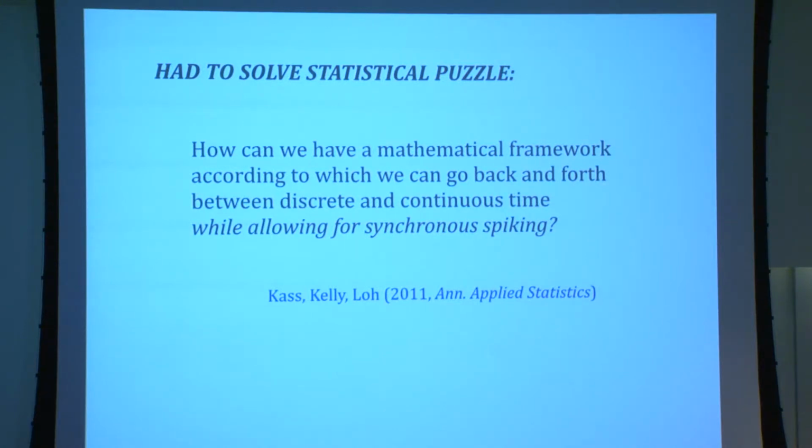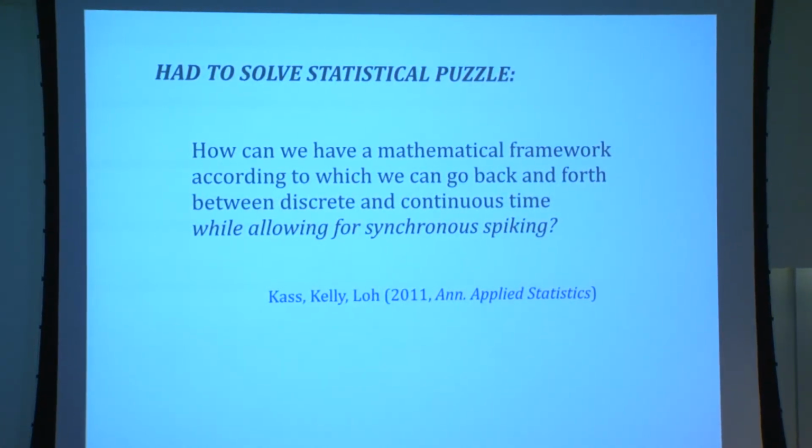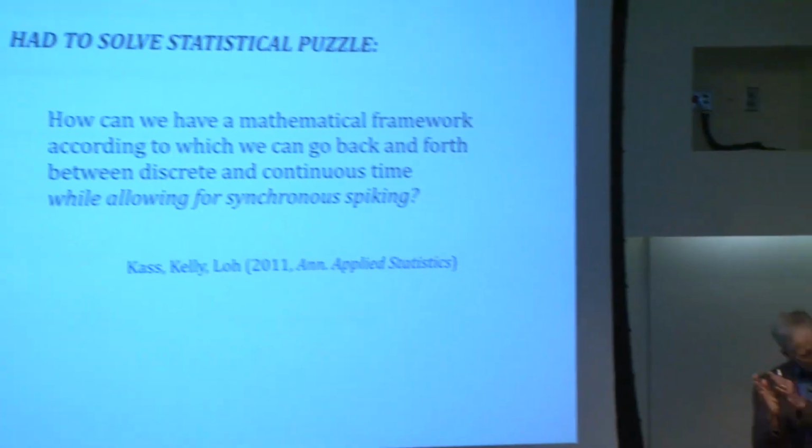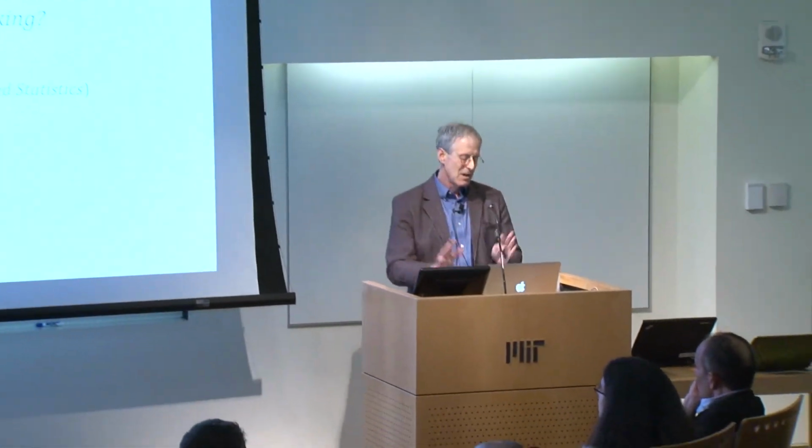Just to do the synchrony problem, I wanted to mention, and I can't go into the details, but I found it very interesting. We had to solve a statistical problem, which is how can we have a mathematical framework according to which we can go back and forth between discrete and continuous time while allowing for synchronous spiking. The problem is the regularity conditions for point processes say there's no such thing as two simultaneous events. How do you get around that? How do you get likelihood functions that say, okay, it's almost the same thing in discrete time as continuous time?